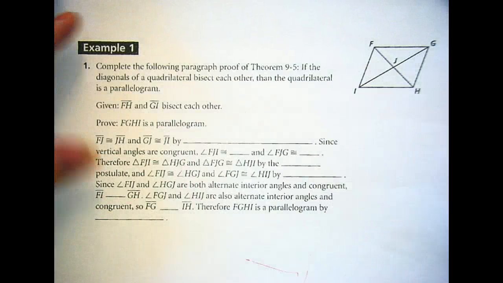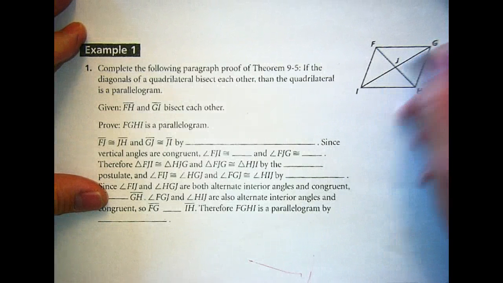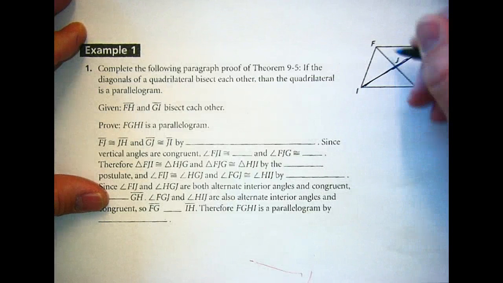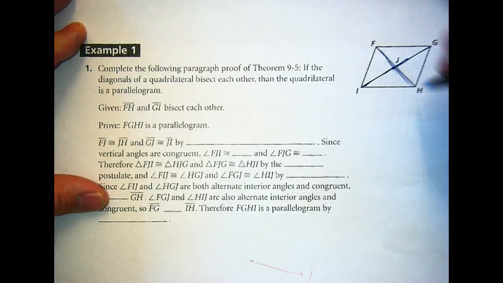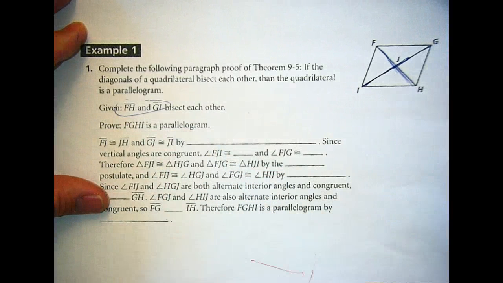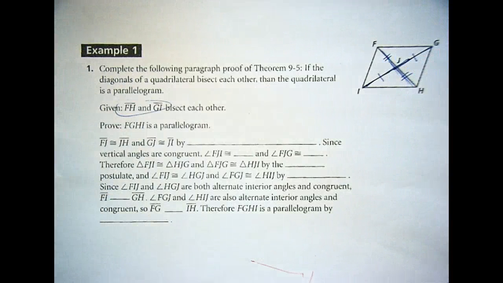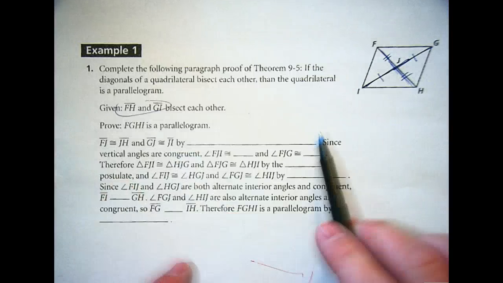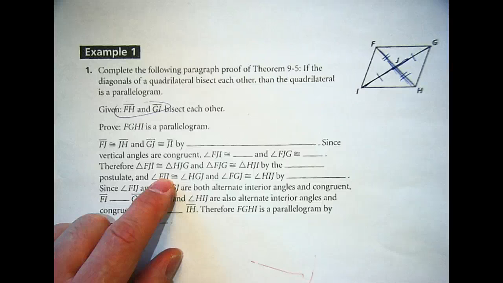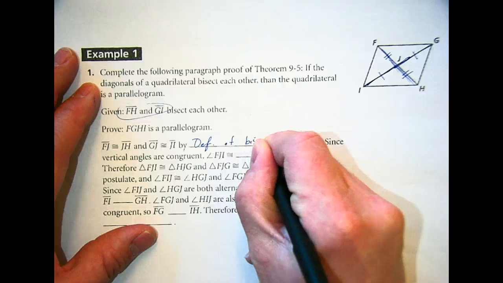Well, let's label what we have. We have FH and GI. That's kind of hard to label sometimes because you have the whole lines here. But we can remember that this is congruent to that. They bisect each other. We have this is congruent to that, and that's congruent to that. Just because they say bisect doesn't actually mean we can mark that. We actually have to state that in here, which is what they're saying here. How come? Definition of a bisector. Good. Definition of bisecting lines.